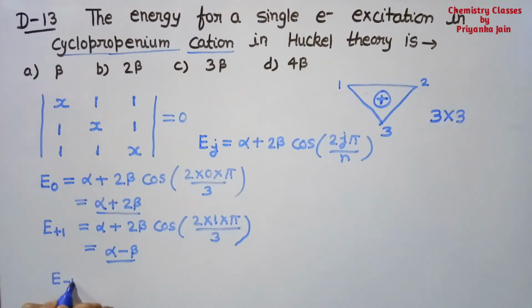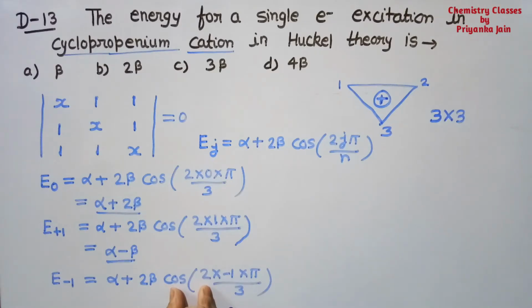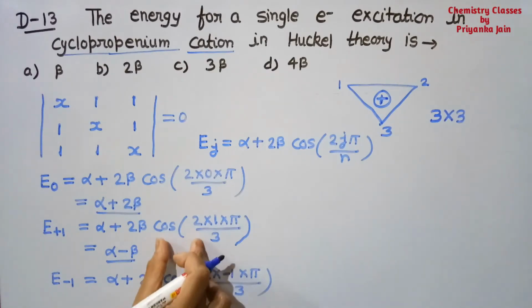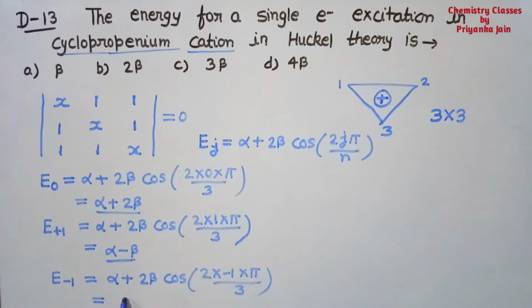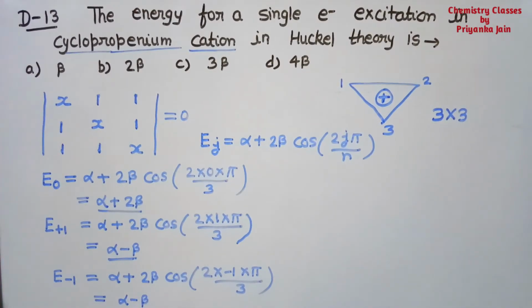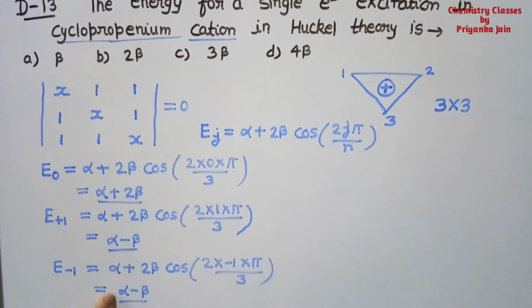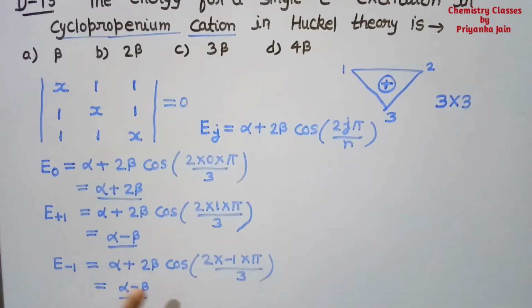Now see, for j is equal to minus 1, this will be equal to alpha plus 2 beta cos 2 into minus 1 into pi divided by 3. Now this will be equal to minus 2 pi by 3, and we know that the value of cos minus theta is equal to cos theta. So this value and this value will be the same. So here will be alpha minus beta, right? We can see here these are doubly degenerate levels. Both are having the same energy.